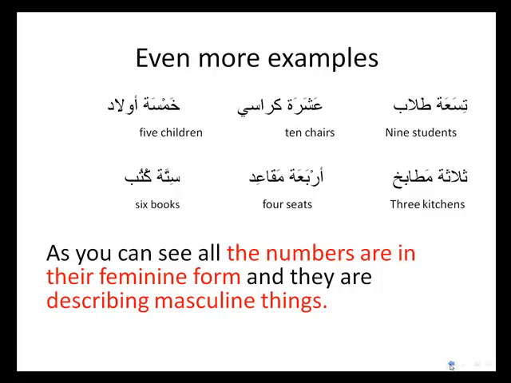On this page, all the words are masculine and the numbers are feminine. 9 طلاب 10 كراسي 5 أولاد 3 مطابخ 4 مقاعد 6 كتب.